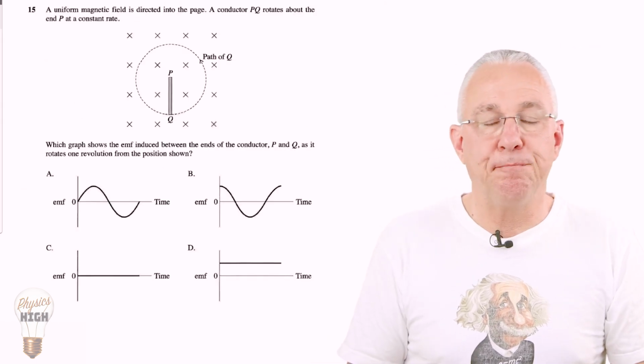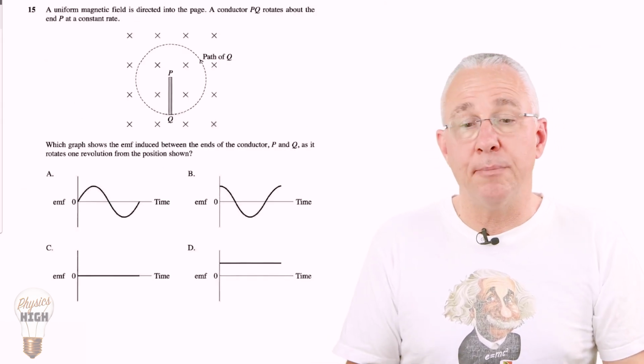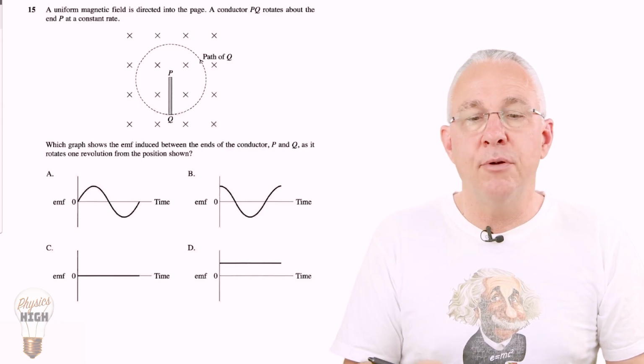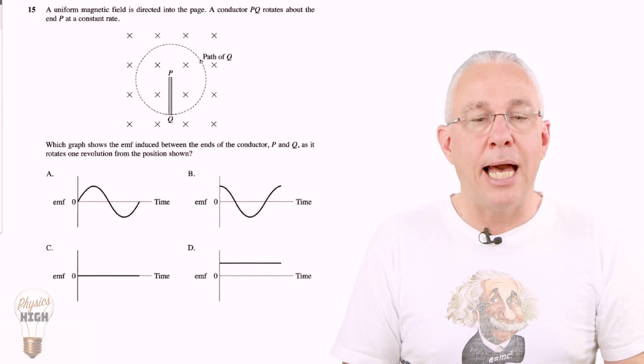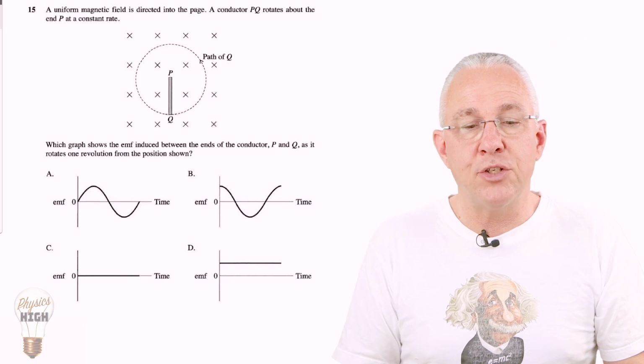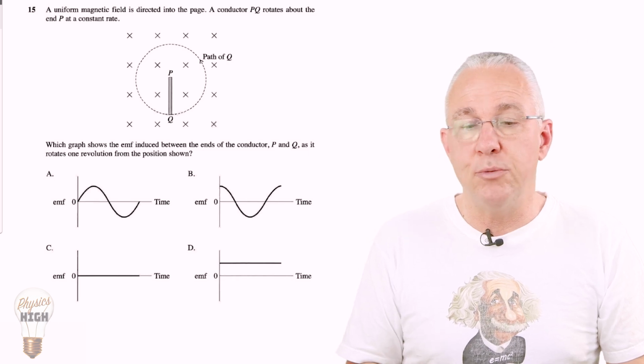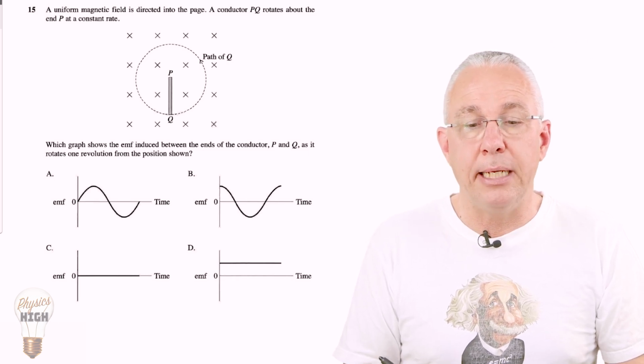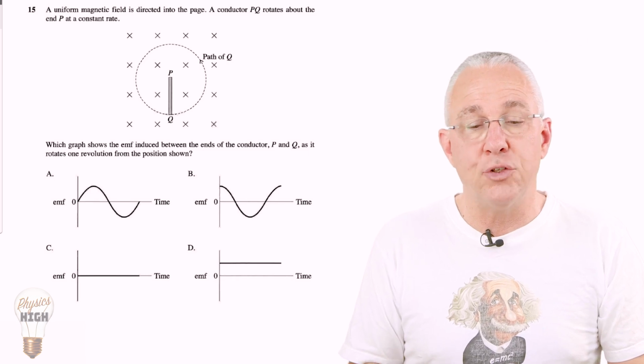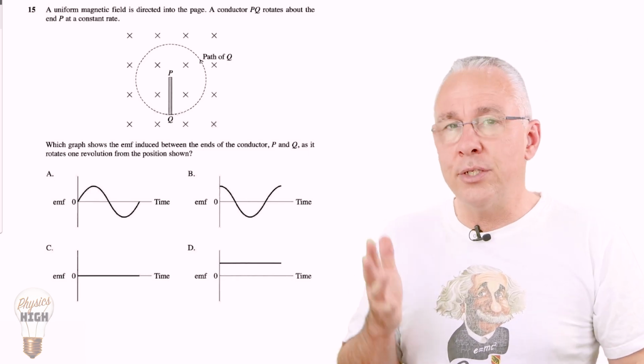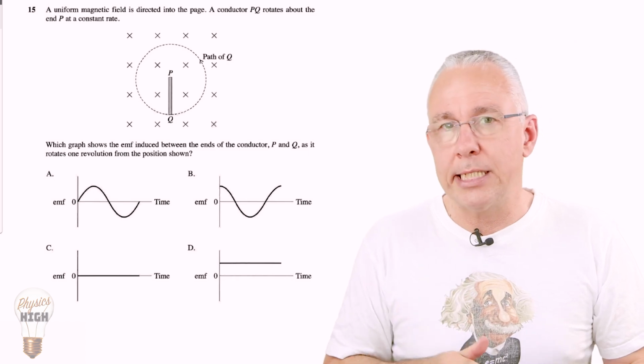Question 15. A uniform magnetic field is directed into the page and a conductor PQ rotates about an end P at a constant rate. Now which graph shows the EMF induced between the ends of the conductor P and Q as it rotates 1 revolution from its position? You can use the right hand palm rule to work this out.